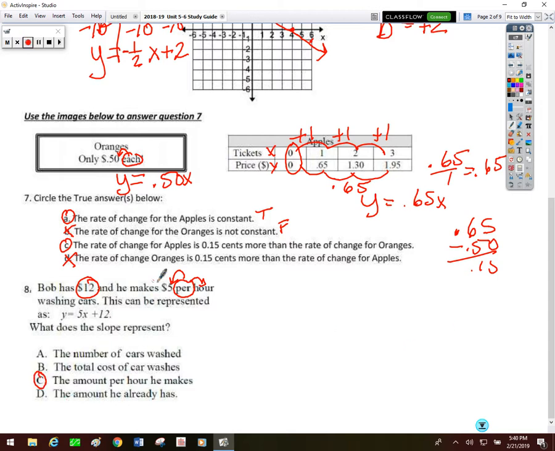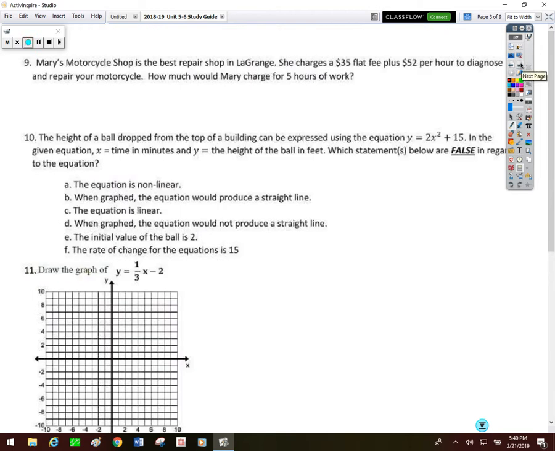Okay, so just remember, find that magic word: per, a, an, each, or even the word every. Any of those words will help you find your x variable as well as your slope. Okay. All right, what about the next one? Let's see what we got. Number 9, Mary's Motorcycle Shop is the best repair shop in LaGrange.